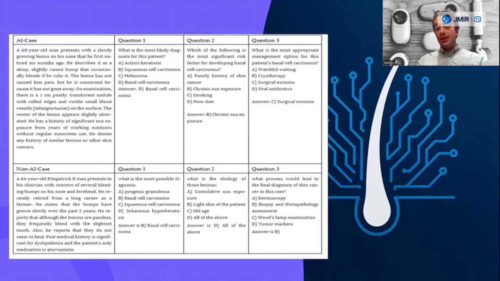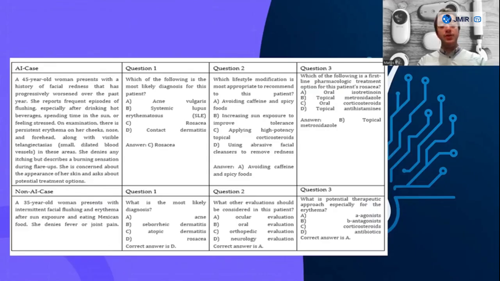The next pair is about non-melanoma skin cancer, both being BCC. Both cases have a detailed description of the lesion, including the visible small blood vessels, the ulcerations, and the prognosis. Both questions 1 ask about differential diagnosis. Question 2 in the AI case asks about the key risk factor, being chronic sun exposure, and question 3 about the treatment. In the case of the non-AI, I want to point out that the occupation of the patient is reported as farmer, implying or reporting indirectly the chronic sun exposure.